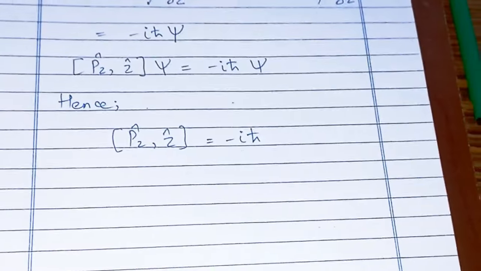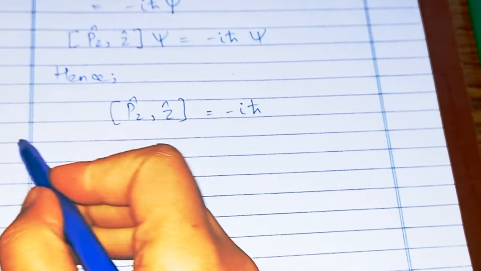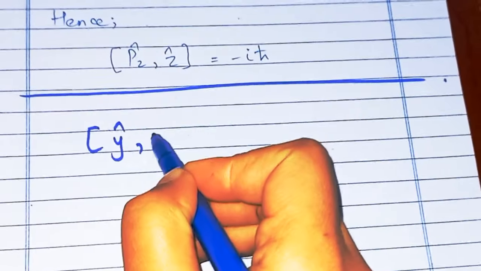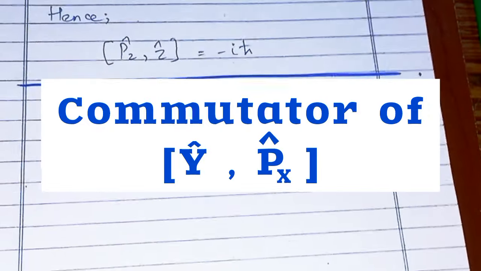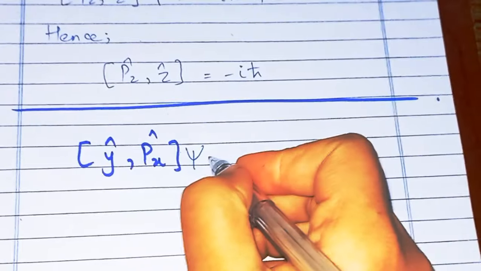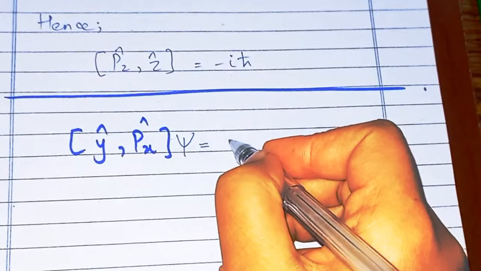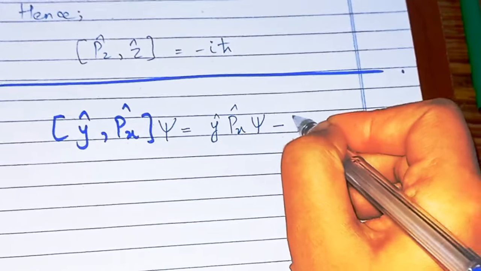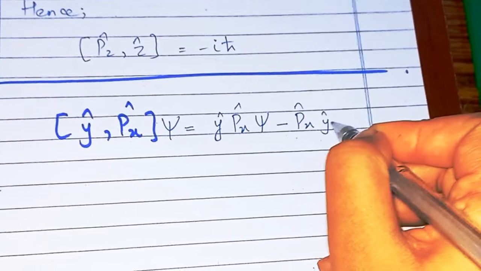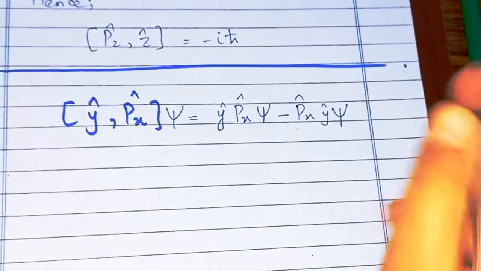Alright, so this is how we can calculate the commutation relations. Let's do it for the last set that we had, the y operator applied on the px operator. Let's see out of curiosity what that equals. Applied on psi, that is equal to the y operator first, then the px operator applied on psi, minus the px operator times psi, with the y operator on psi.